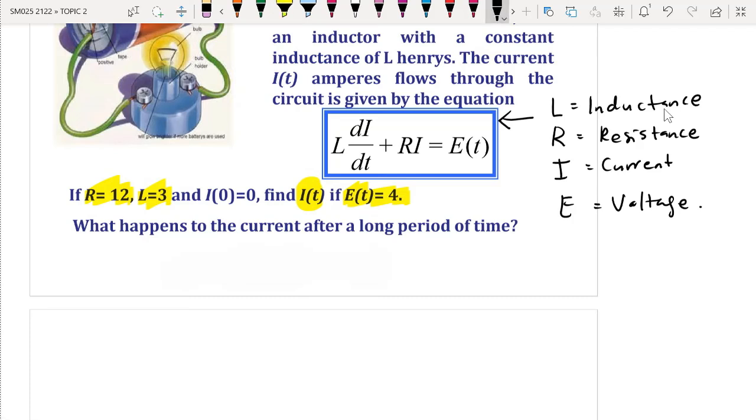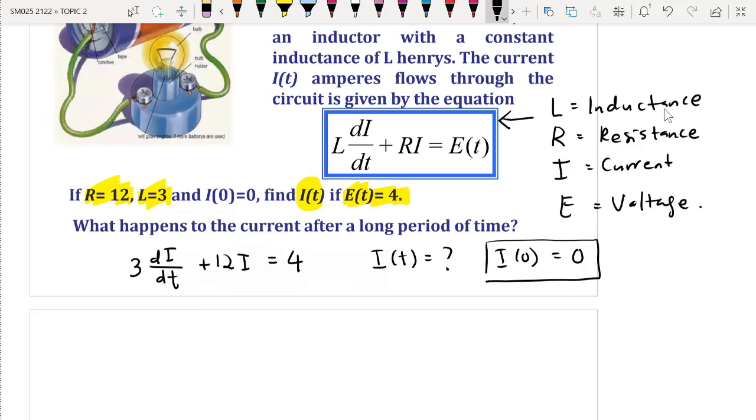Alright, so using all this info in the question, first I just substitute it one by one. We now would have 3 di/dt plus 12i equal to 4. So from this differential equation, we have to find I in terms of t. What is I in terms of t? The current equation. Given that when t is 0, I is 0. That's the initial condition. We will use it to find constant C after this. And then, what happens to the current after a long period of time? We have to use this current equation to solve that part.